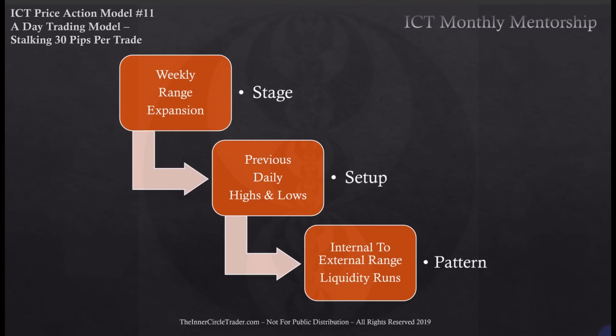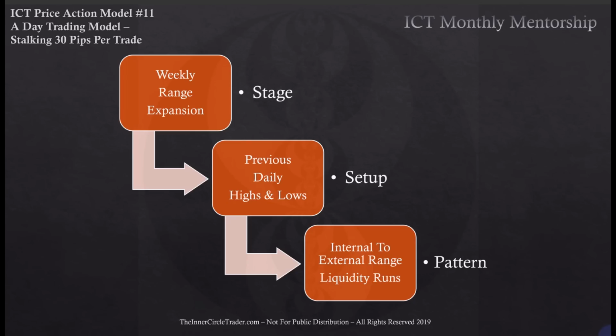This setup is going to be focusing on previous daily highs and lows. So you're going to be focusing primarily on the daily chart for your bias, your directional draw on liquidity. Okay, is the market going higher or lower? What's it reaching for? But you're going to be using that inside of the scope of the weekly range expansion.